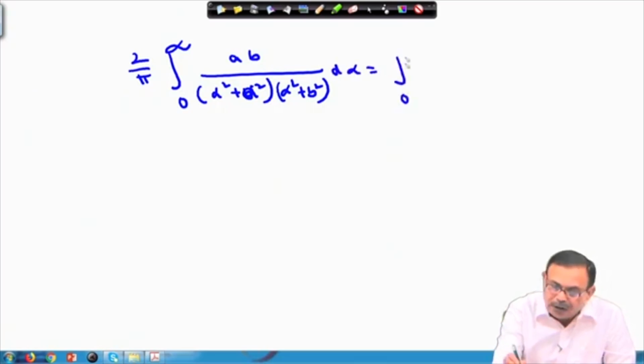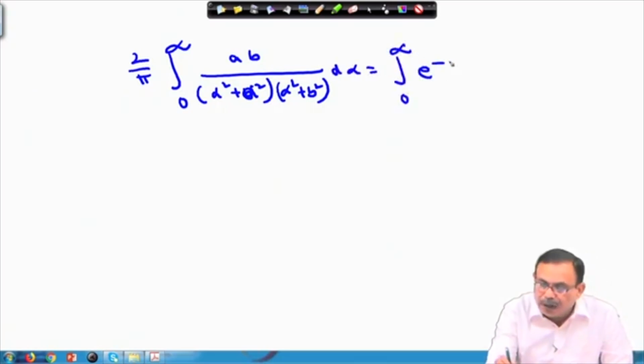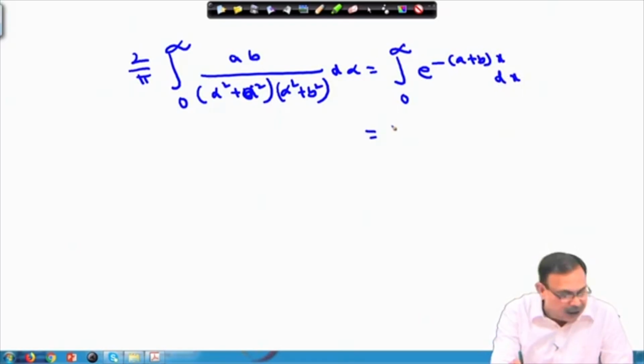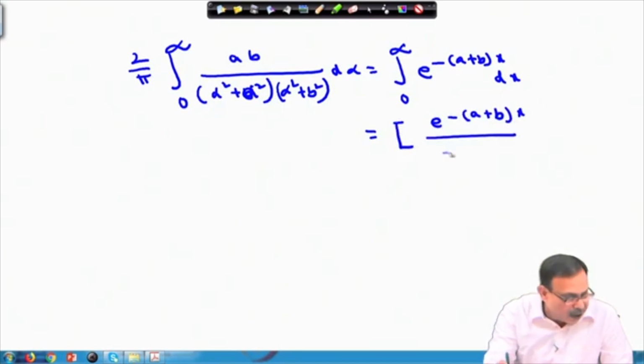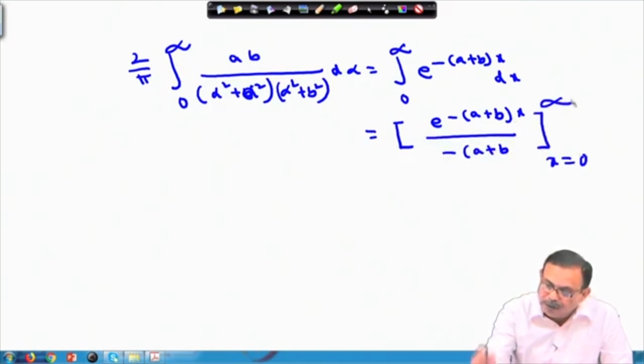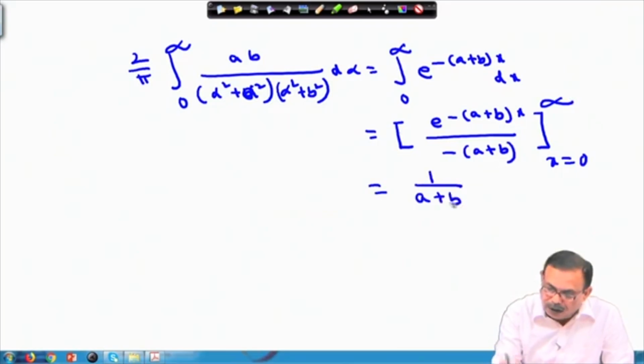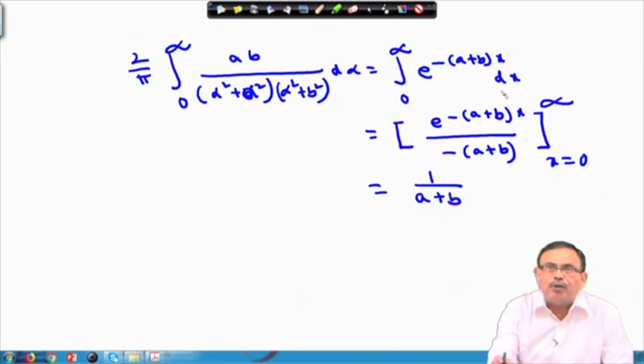The left side is nothing but 0 to infinity e power minus a plus b into x dx, whose value you can evaluate easily, which is e power minus a plus b into x by minus of a plus b, where the limits of x are from 0 to infinity. If I evaluate this integral, I will obtain 1 by a plus b. So, this value of the integral I am obtaining very easily.